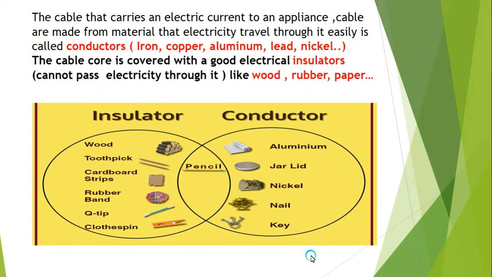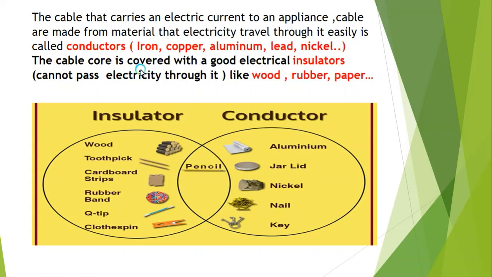So as we said from the beginning, we're going to use wire inside our circuit. The wire should be a conductor of electricity, so it can conduct electricity easily. Like the cable I'm going to show here that carries electrical current to the appliance, the cables are made from materials that electricity travels through easily. For example, the wire inside can be iron, copper, aluminum, lead, or nickel. All of those elements or substances are called conductors. You know what I mean, conductors? A conductor means the element or substance that can pass electricity through it easily.